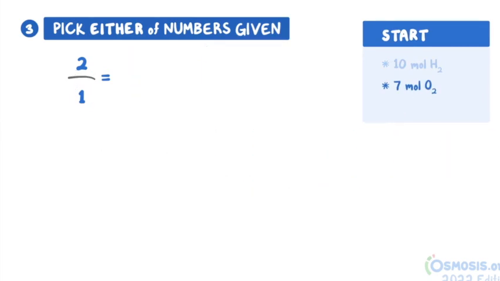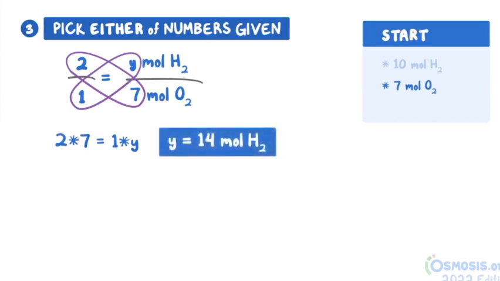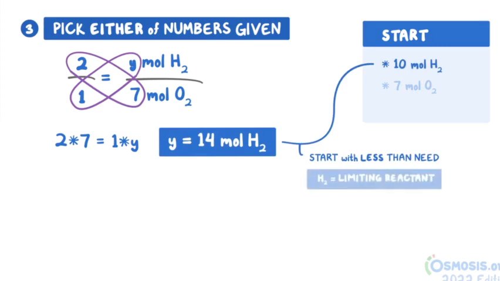Suppose we had instead picked the other number, 7 moles of oxygen, when we set up our equation. Writing down our equation, we would instead put our unknown variable y in place of hydrogen. We solve this equation again using cross multiplication, telling us that 1 times y is equal to 7 times 2. Solving for y tells us that y equals 14 moles of hydrogen. Since we know from our problem statement that we start out with only 10 moles of hydrogen, we can see that we have less hydrogen than we need to completely react with oxygen. So we once again find that hydrogen is our limiting reactant.